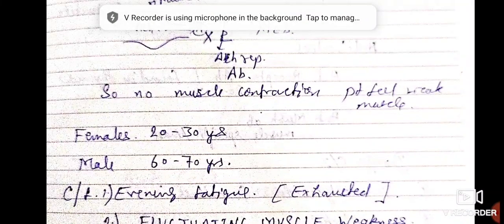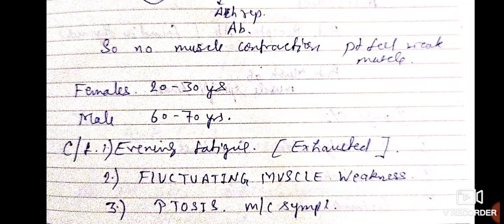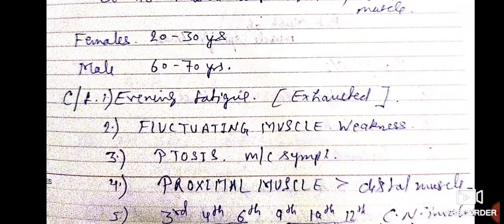In females, this myasthenia gravis presents at the age of 20 to 30 years. In males, it is 60 to 70 years.